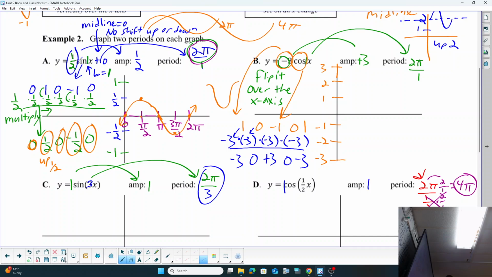Here we go. So we go 1, 2, 3, 4, 5, from 0 to the period, which is 2 pi. So that's pi over 2, 2 pi over 2, 3 pi over 2. Now we're going to graph these numbers. Negative 3 is down here. Then the next one is 0. Then up to positive 3, way up here. And then back to 0. And then back to negative 3.